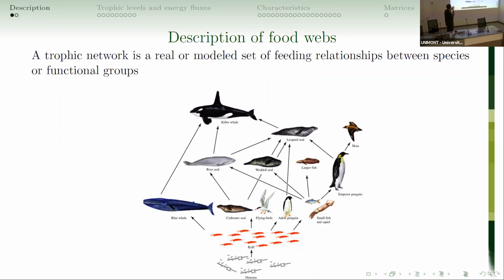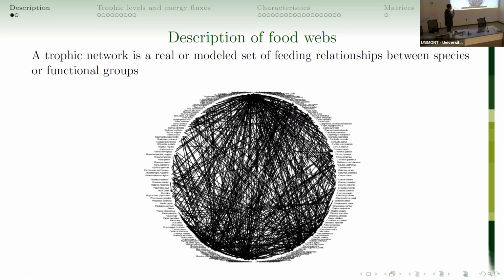Now we have to do food webs. This is very nice, but I already showed you this the other day, and food webs are not that nice. Food webs look more like this. This is not a specially complex food web. This is a trophic food web.